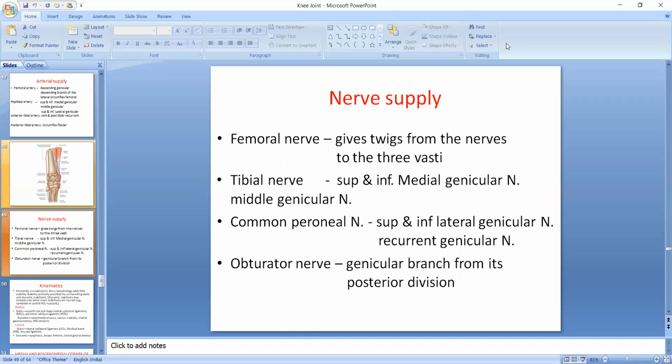Now the nerve supply. Femoral nerve gives twigs from the nerves to the three vasti. Tibial nerve gives superior, inferior and medial genicular nerves. Common peroneal nerve gives superior and inferior lateral genicular nerves and the recurrent genicular nerve. Obturator nerve gives genicular branches from its posterior division.